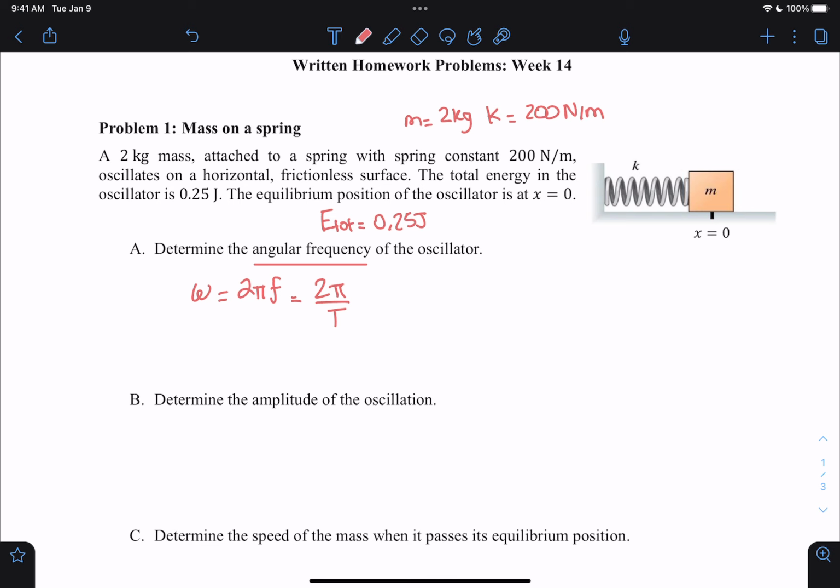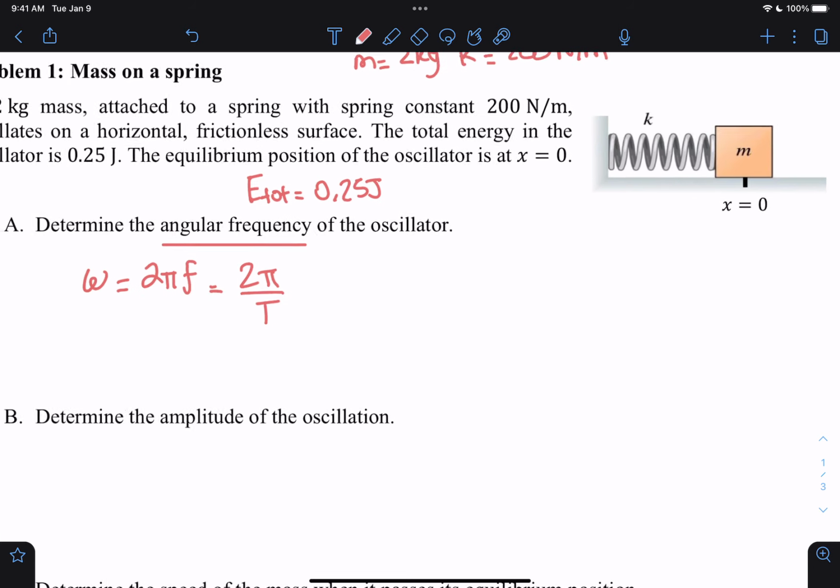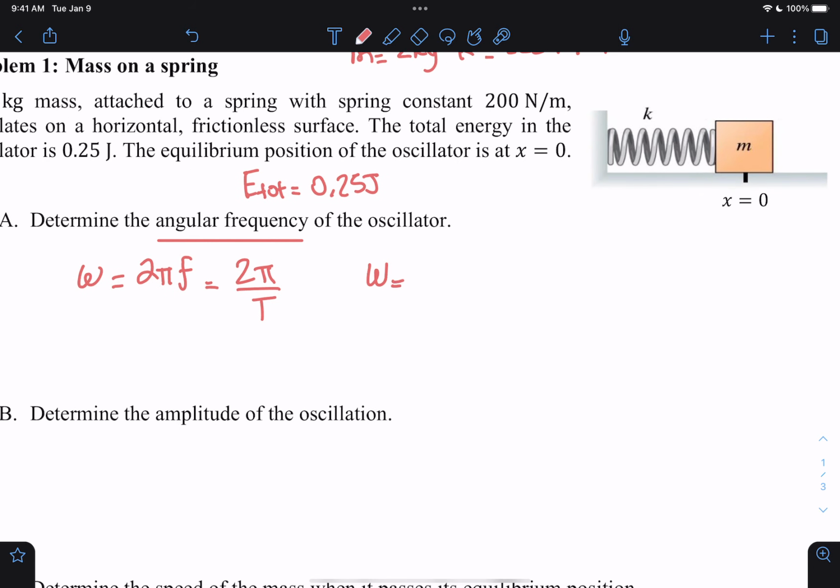Now, there is another equation for angular frequency, and that's introduced to us in this chapter, which is omega is equal to what? Does anyone remember what that other equation is? Exactly, yep, excellent. Good job. So we have the square root of the spring constant divided by the mass. That's the other equation that we have for omega, our angular frequency, introduced to us in this chapter.